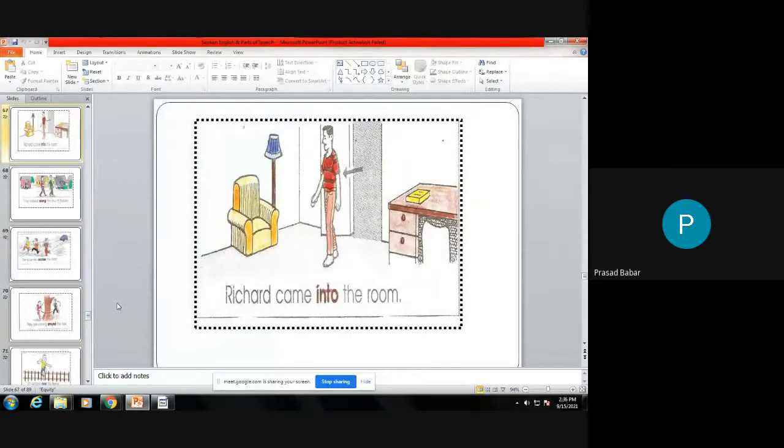The next is: Richard came into the room. Okay, Richard came into the room. So it may be the picture of a boy, and that boy is coming into the room. That boy is entering into the room, or that boy has entered into the room. Okay, so how can we say that? We can say that by Richard came into the room.